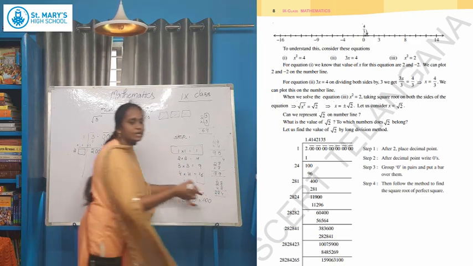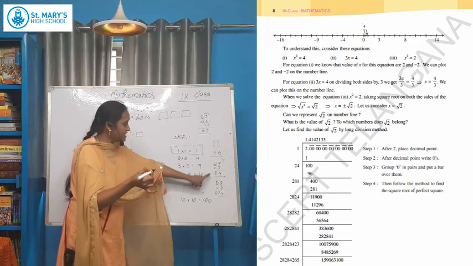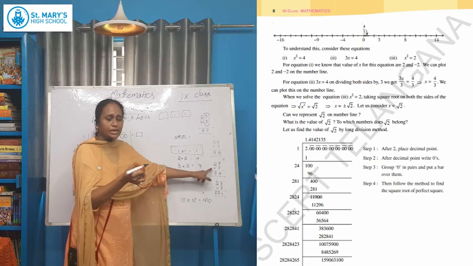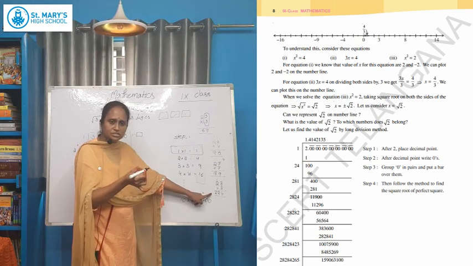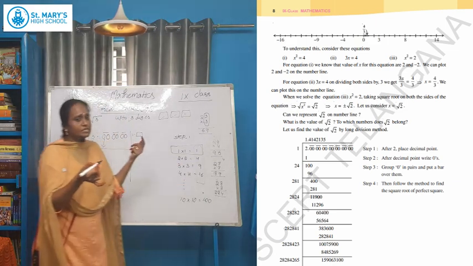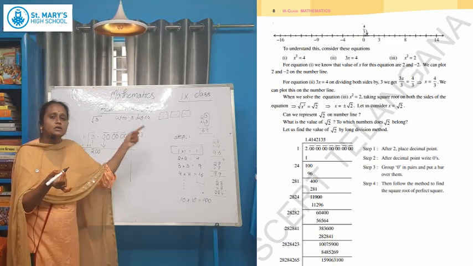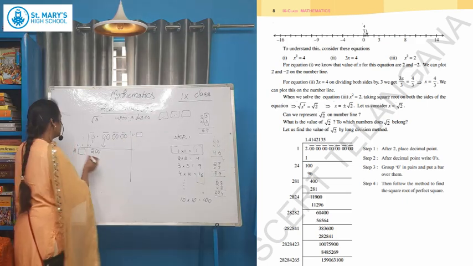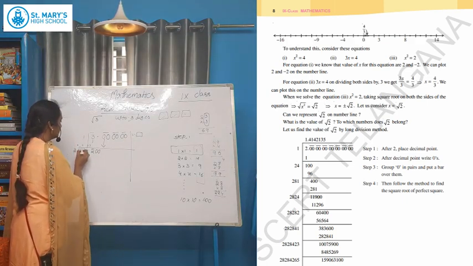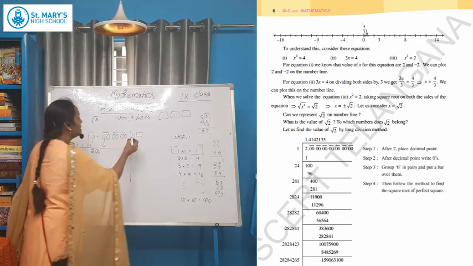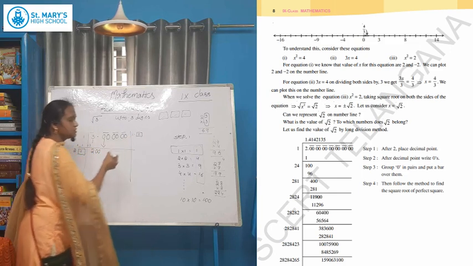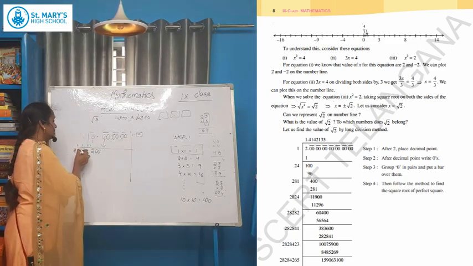So see here in these two numbers, 189 and 224, which one is smaller than 200? 27 into 7. That means here in this box we should take out the 7, and here also we should take out the 7. Now 27 7s are how much? 189.